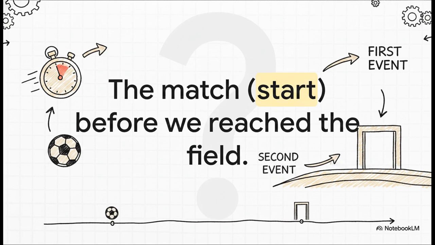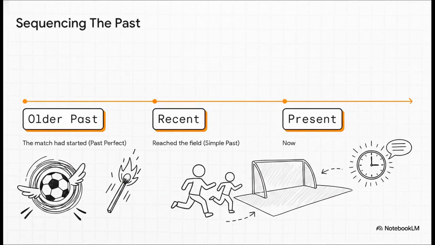The massive keyword here is before. And this brilliantly illustrates exactly the rule you need to know. Event number 1, the oldest event way back in the deep past, is the match starting. Event number 2, a little closer to the present, is reaching the field. The rule is simply that the older past action gets the past perfect tense, had started. The more recent past action gets the simple past, reached. The match had started before we reached the field.